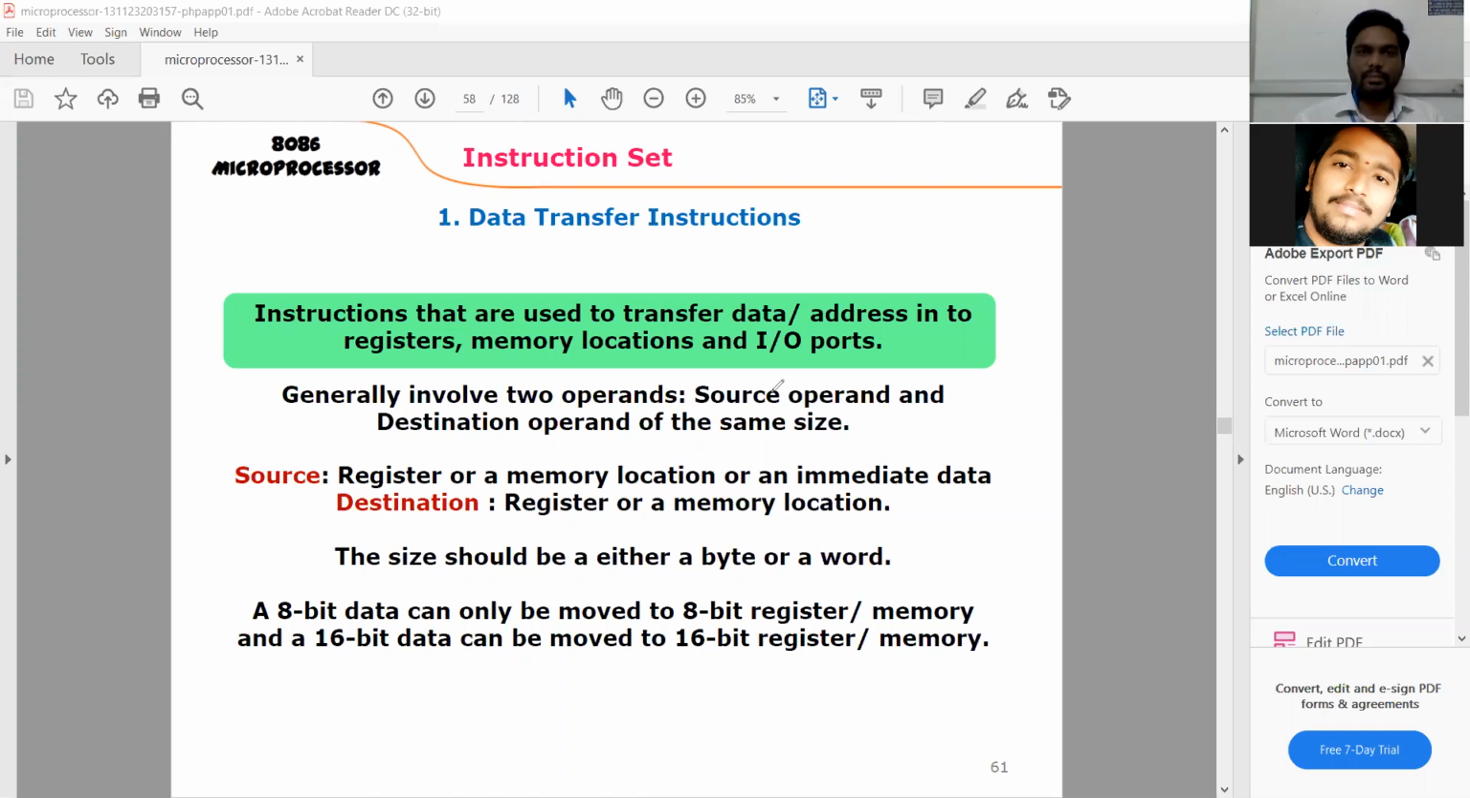The source operand may be either a register or a memory location or immediate data. The destination operand may be either a register or a memory location. These are all the possibilities and conditions that you have to understand for writing the data transfer instructions. Let us now see what are all the data transfer instructions that we have. Keep these points in mind.